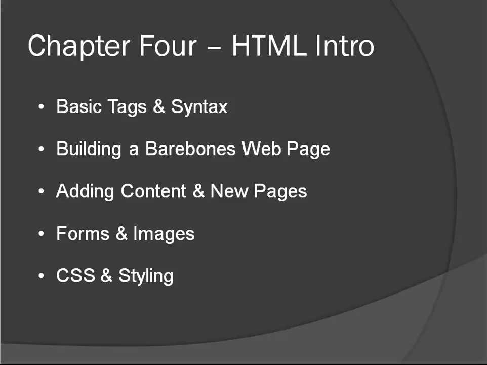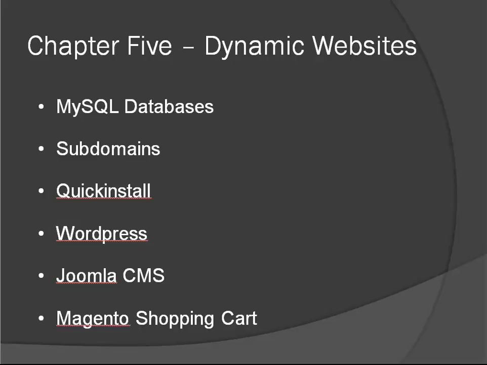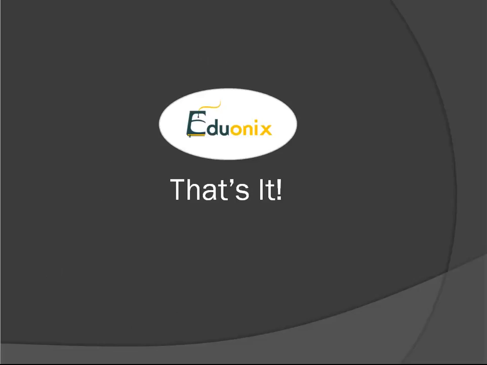And finally, we'll talk about CSS and styling, so we can change the view of the website and how it looks. And then finally we'll look into dynamic websites, platforms like WordPress, which is a blogging system, Joomla, which is a content management system, and Magento, which is an e-commerce platform or a shopping cart. And we're going to be installing all of these with Quick Install, which comes with cPanel and HostGator. And I'll also show you how to create MySQL databases, and we're going to create a couple subdomains. We're going to install WordPress, Joomla, and Magento all on their own subdomain.